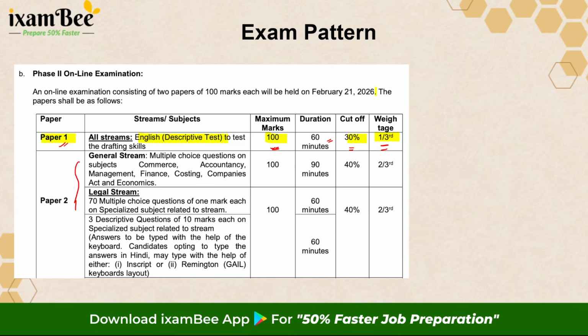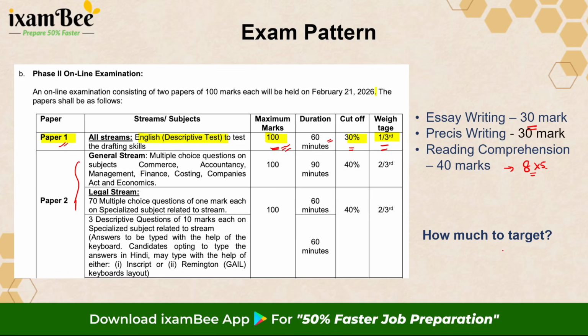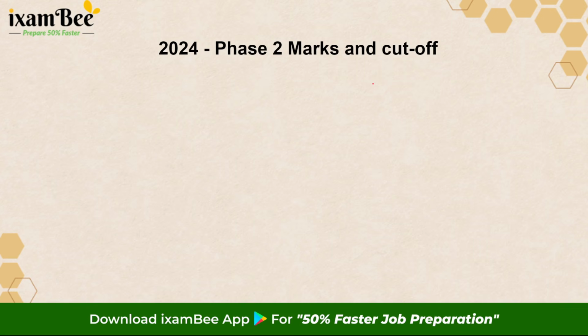What will be in these 100 marks is an essay of around 30 marks, a Precis of 30 marks, and a reading comprehension of 40 marks. This typically includes 8 questions of 5 marks each. So basically, what should you be preparing or practicing, and what score out of 100 should you be targeting as a safe score? For this, let's understand the past marks trend and the cutoff.